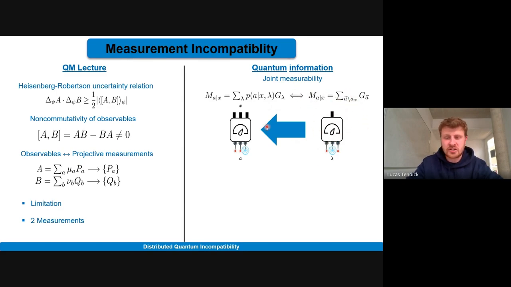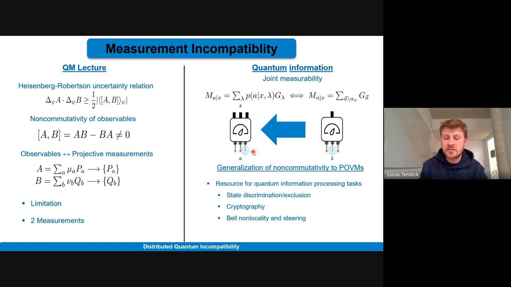And in pictures, it is exactly this: you have one box with just one POVM, which would be this G lambda, to simulate the whole thing on the left side. And it turns out that this is somehow the generalization of what non-commutativity means to POVMs. I will show you in a minute an example of POVMs that are jointly measurable but not commuting.